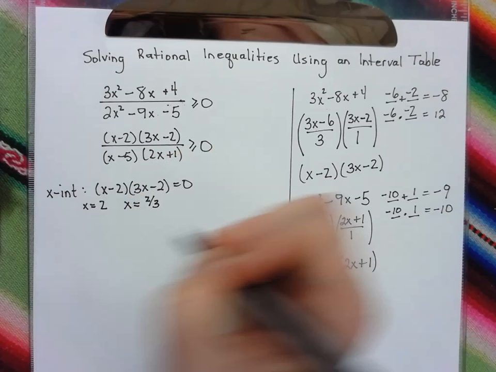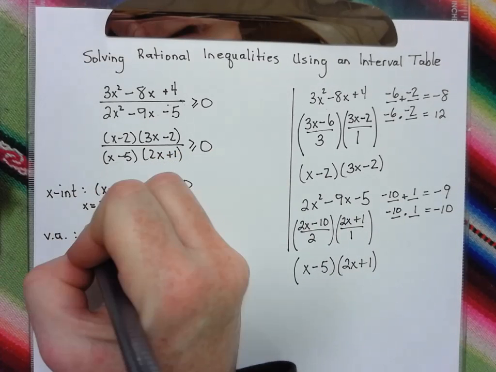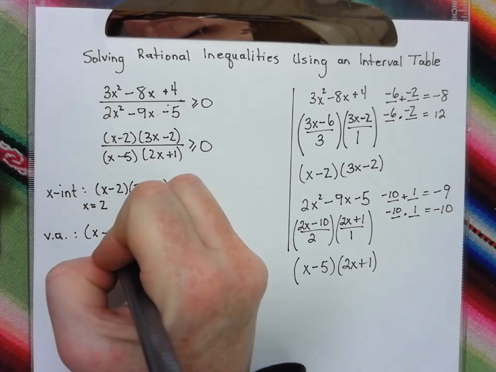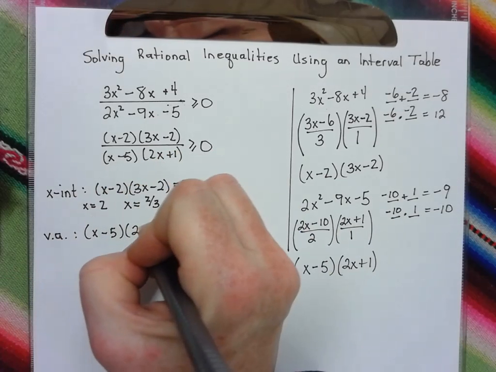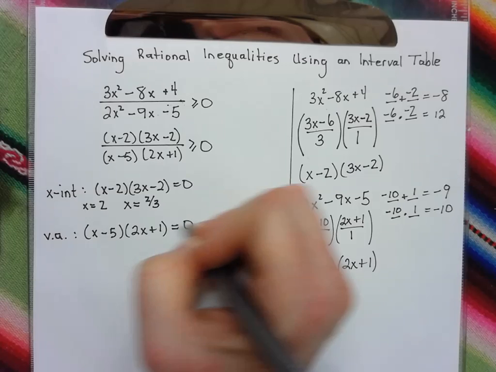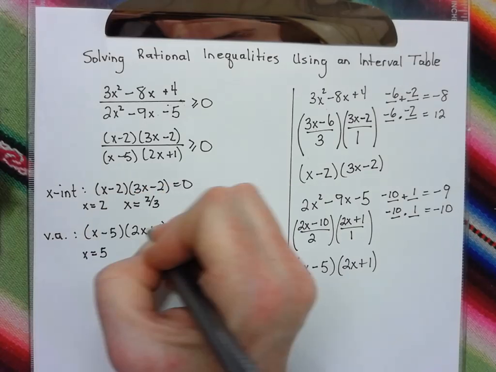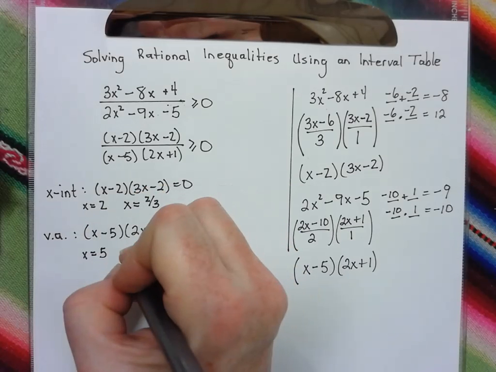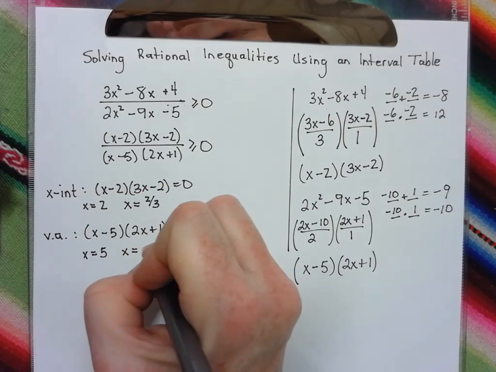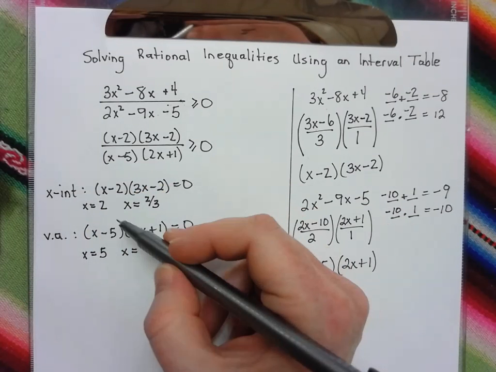To find my vertical asymptotes, I set my denominator equal to 0. So I have x minus 5 times 2x plus 1, and all of that is equal to 0. Then I know that my vertical asymptotes are going to be x equals 5, and from 2x plus 1, it's going to be x equals -1/2. So these are all the places we can switch from positive to negative.